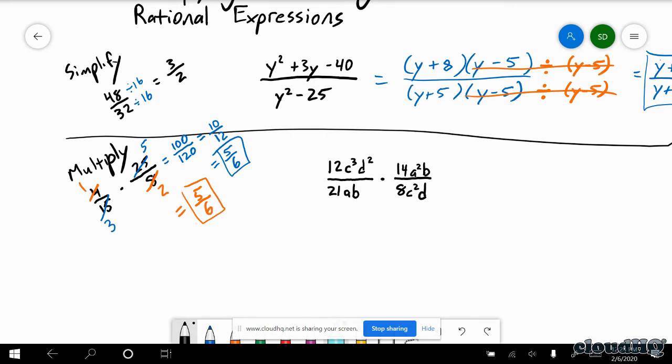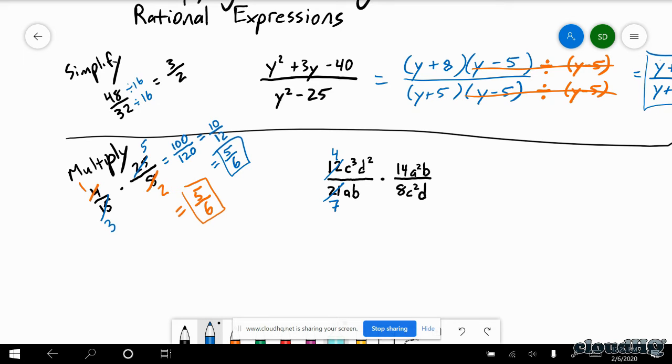Once again, you can choose to simplify first and then multiply, or if you would rather multiply, you can multiply your 12 times your 14. You can multiply your 21 times 8. You just get big numbers at that point. I would like to simplify first. So as I see 12 and 21, I notice that they're both divisible by 3, giving us a 4 and a 7.